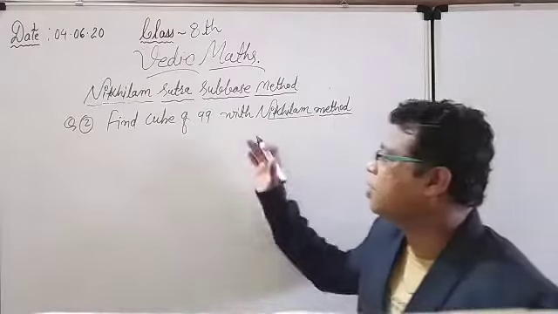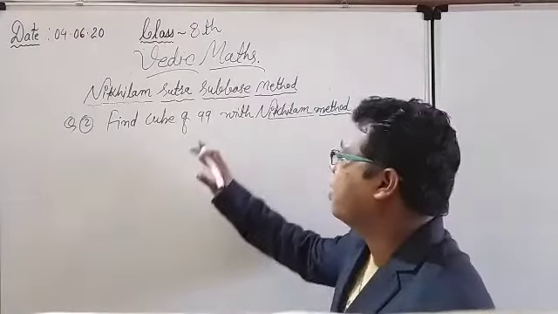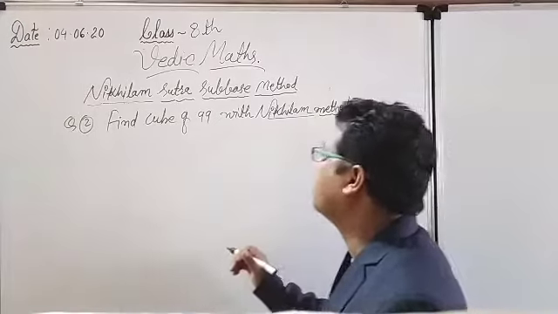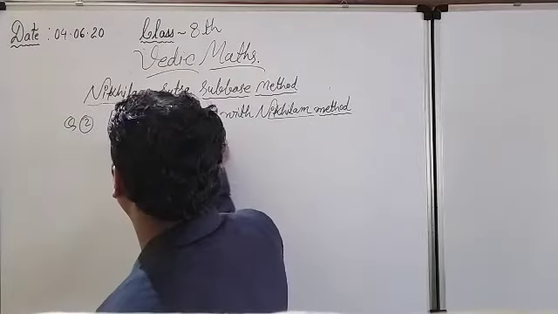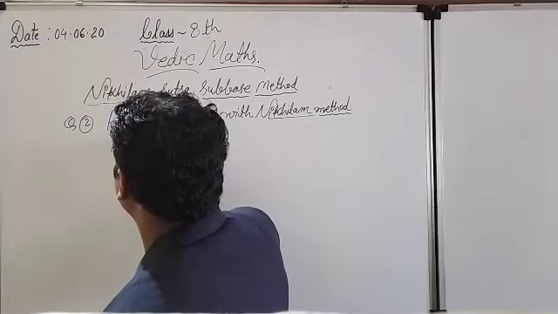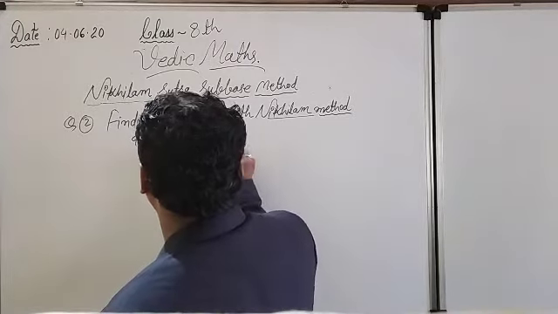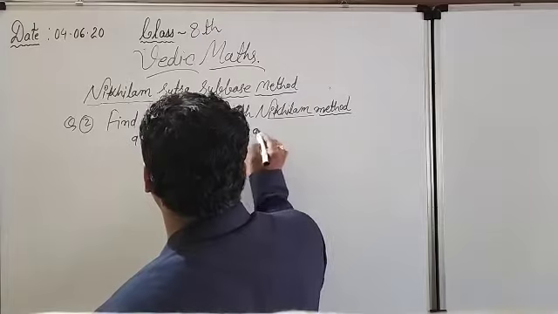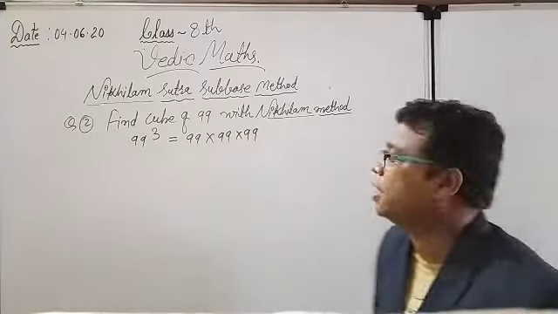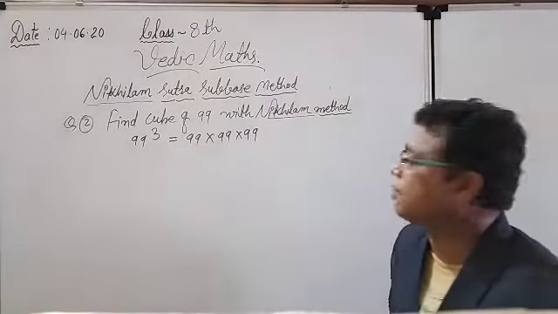Once again we have another question. You can see: find the cube of 99 with the Nikhilam method. What is the meaning of cube of 99? 99 cube means 99 power 3. Meaning is that 99 into 99 into 99, the same thing. And with the help of the Nikhilam sub base method, we have to solve.